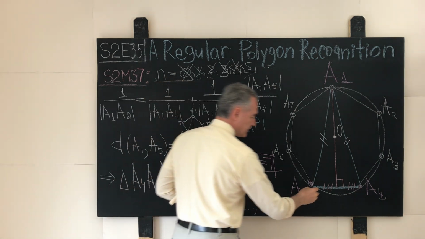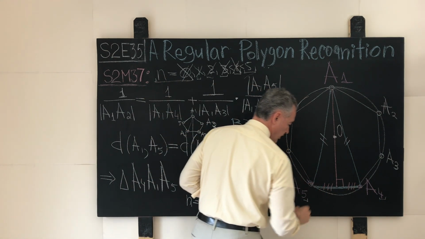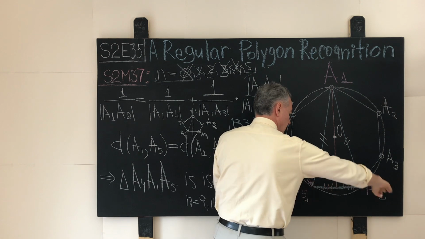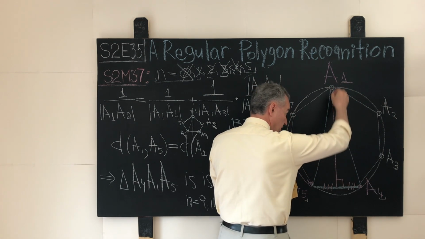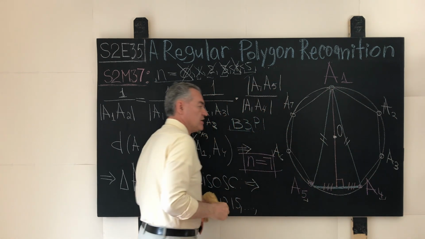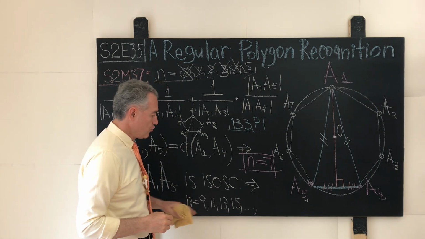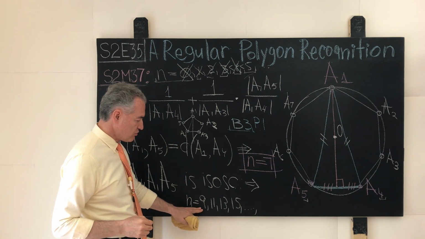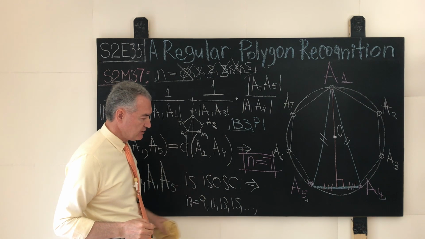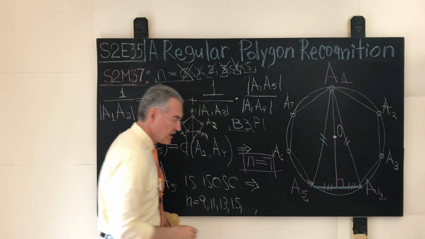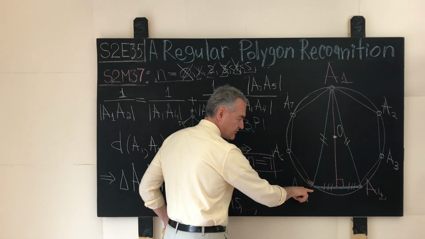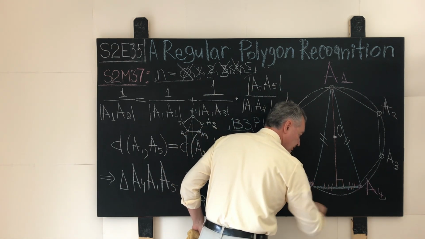Here, in this case, the vertices A4 and A5 are located on the opposite sides precisely of the diameter of the parent circumcircle, and for all the other values of n greater than 7, 9, 11, 13, 15, and so on, what will happen? The vertex A5 and A4 will again squeeze to this side.